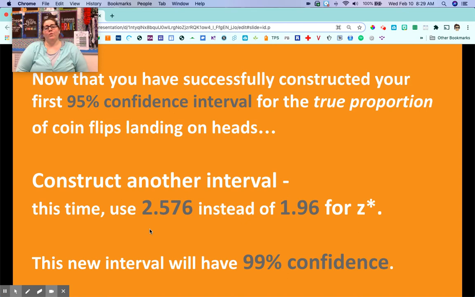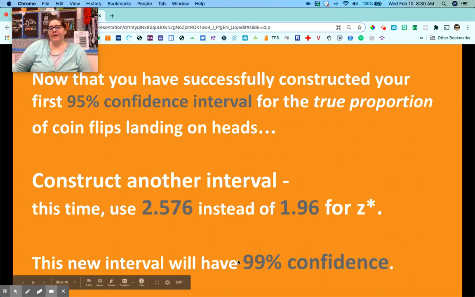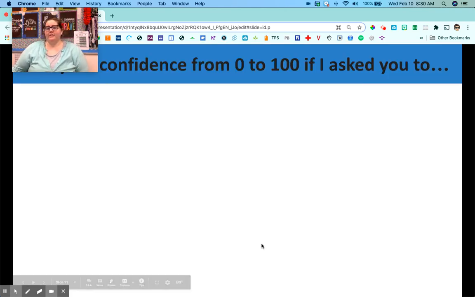This new interval will have 99% confidence. And if you think about just the math part of it, Z star, that's the critical value, is multiplied by the standard deviation of the statistic, and that gives you my margin of error. So if we're using a bigger number for Z star, it's going to give me a bigger margin of error, which is going to make my interval wider because I'm subtracting and adding a bigger number. So using a larger value for Z star should give us a wider interval, and that new interval will have more confidence. It'll have 99% confidence, right?